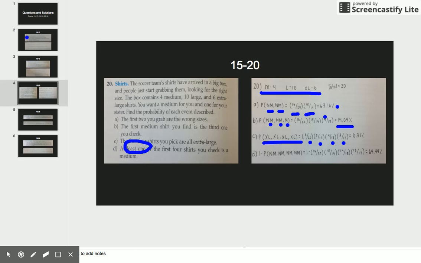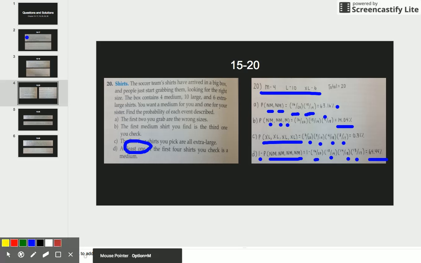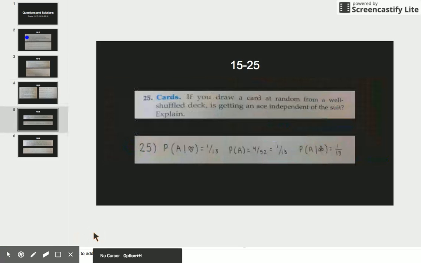Okay, so that means I could have a 1 medium, 2 medium, 3 medium, or 4 medium. Too complicated. Let's think of the alternative. How about just simply no mediums at all and subtract from 1? Doing the complement. So 1 minus no mediums, 16 out of 20 are not medium. I drop each time because they're dependent. Multiply, subtract from 1, and I get 64.44%.